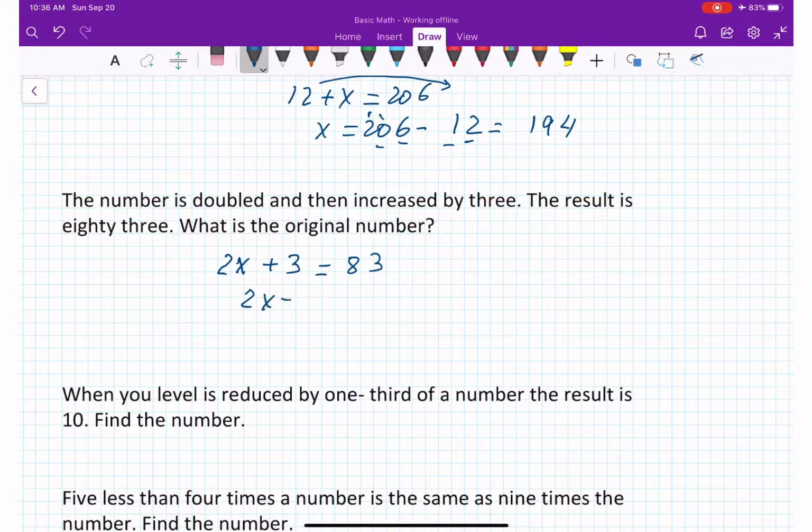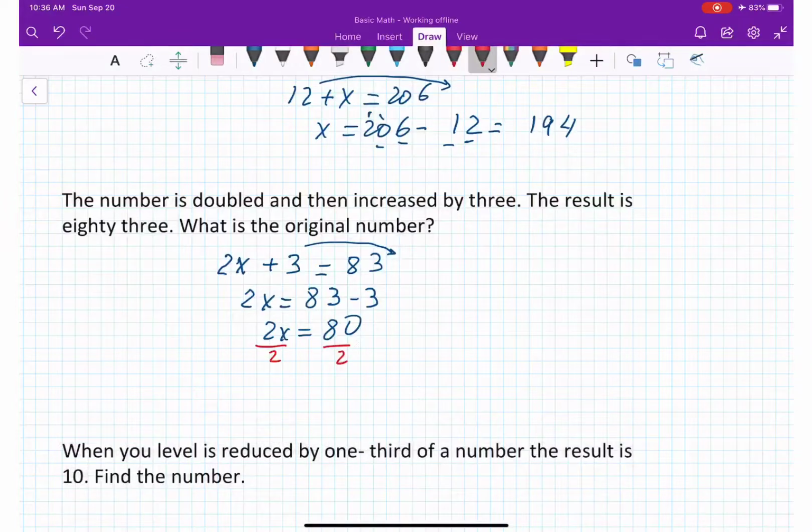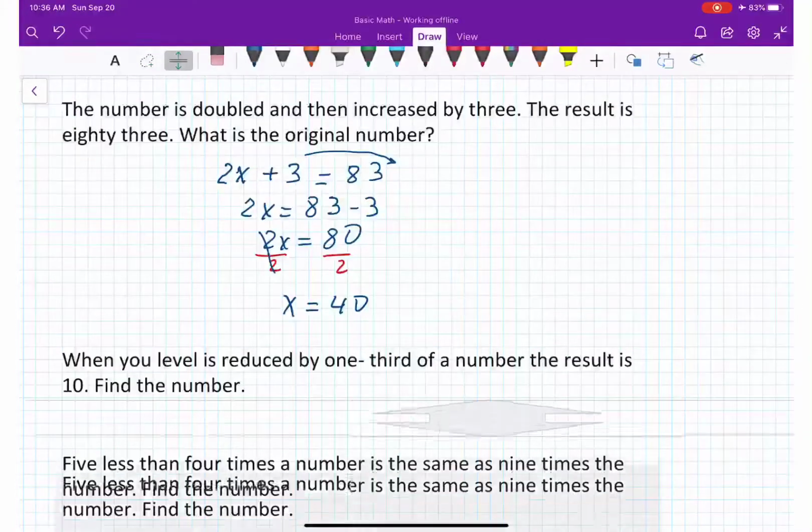2x is equal to 83 minus 3. So 2x is equal to 80. And we divide by 2. And x is equal to 40. 80 divided by 2 is 40. All right, next one.